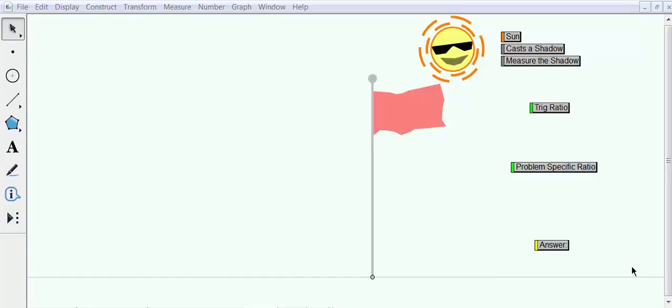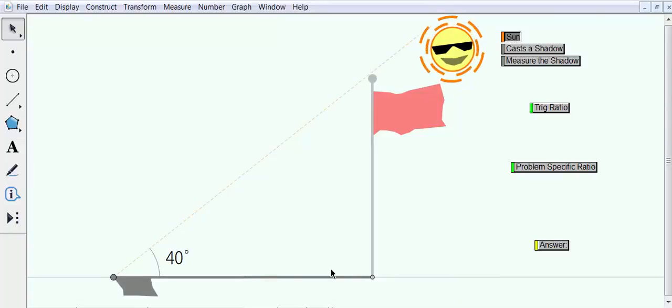Now let's practice using our trig functions on a word problem. Let's say it's a sunny day on the school grounds, and the sun is casting a shadow of the flagpole on the ground, and the angle of inclination from the shadow to the sun is 40 degrees. Now, say we measure this shadow, and the shadow is 31 feet long. We want to figure out how tall the flagpole is, so we labeled it x.